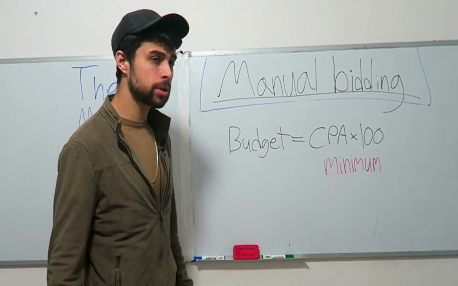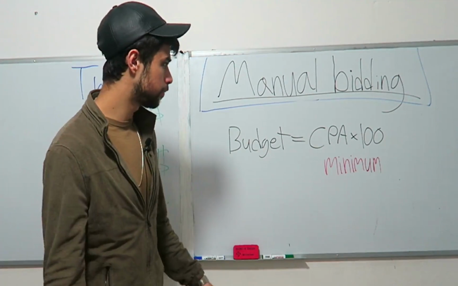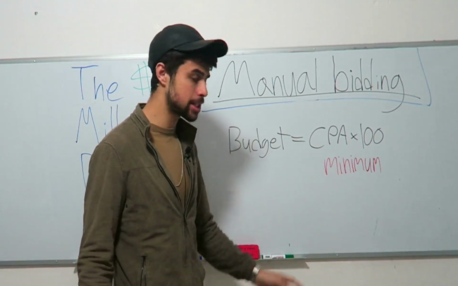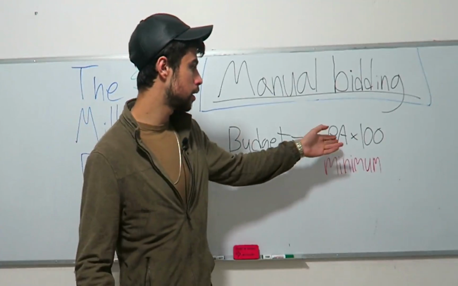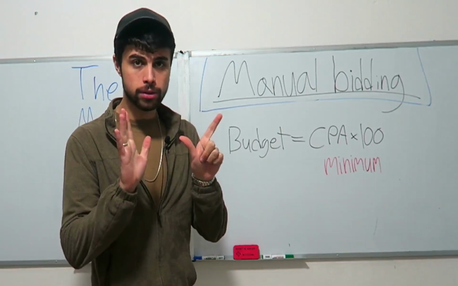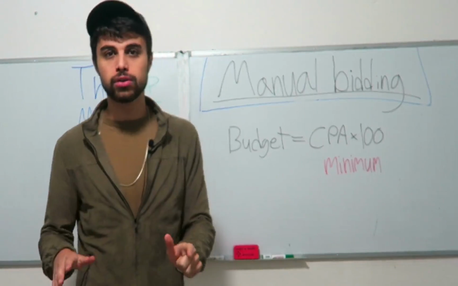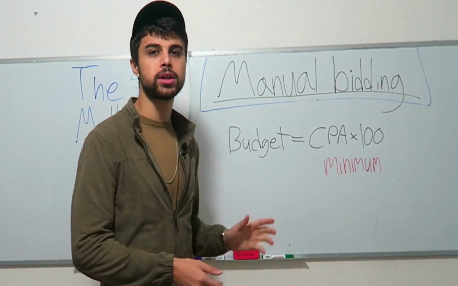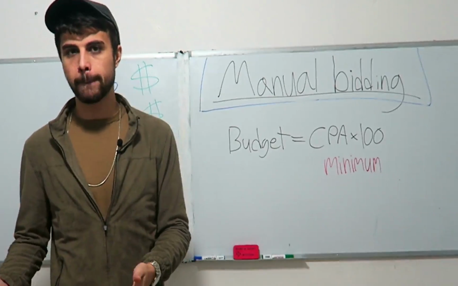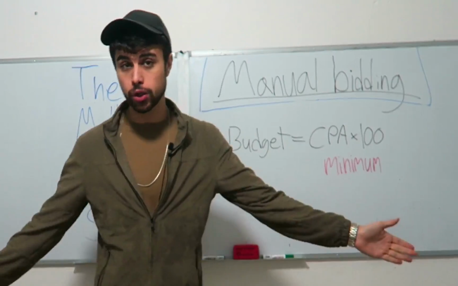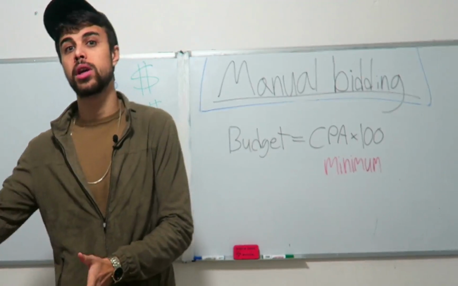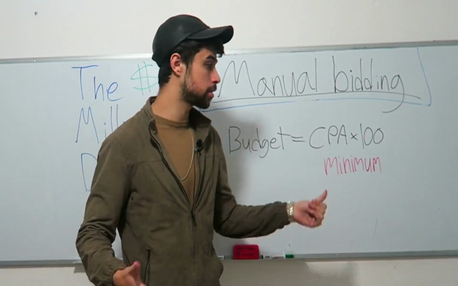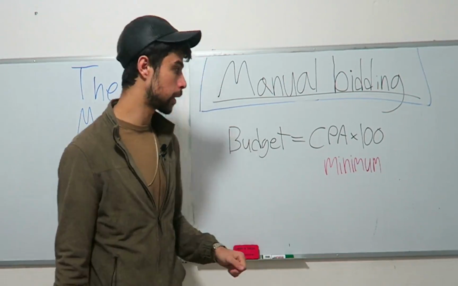So if you're optimizing for purchases, right? And you're paying $7 per purchase, and you're okay with that. Take that $7 times 100, $700, right? So that's going to be your daily budget, okay? It doesn't mean you're gonna spend $700 a day. It's just enough to give Facebook the threshold to spend that money if it wants to, because you're gonna limit it with the bid, okay?